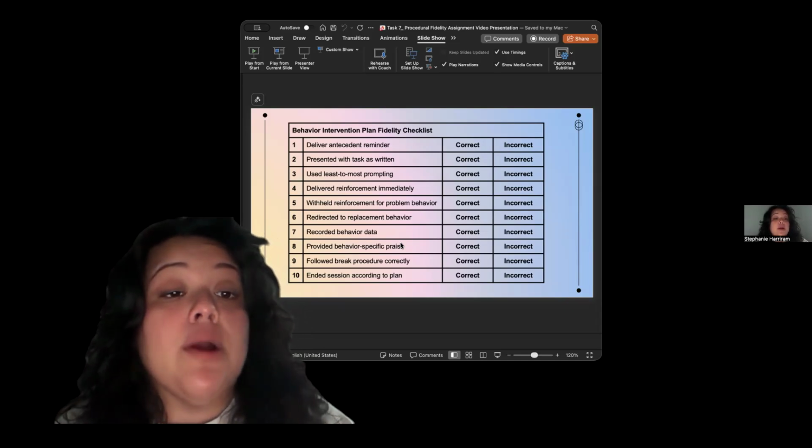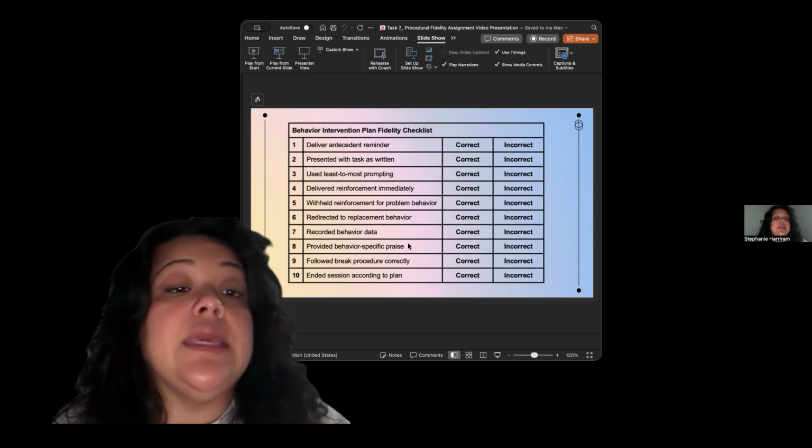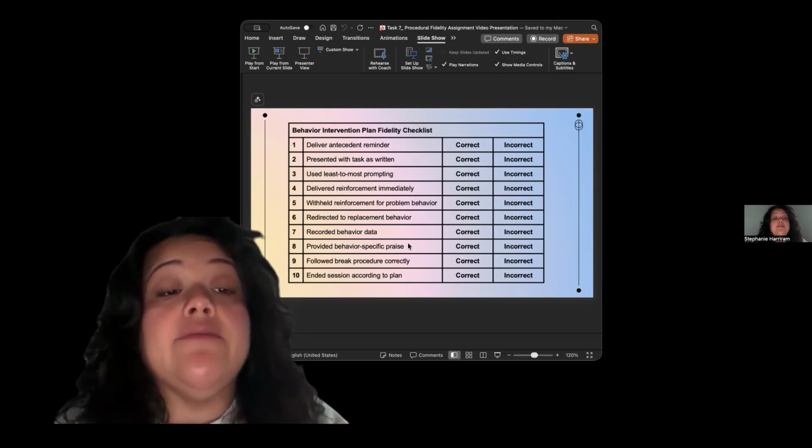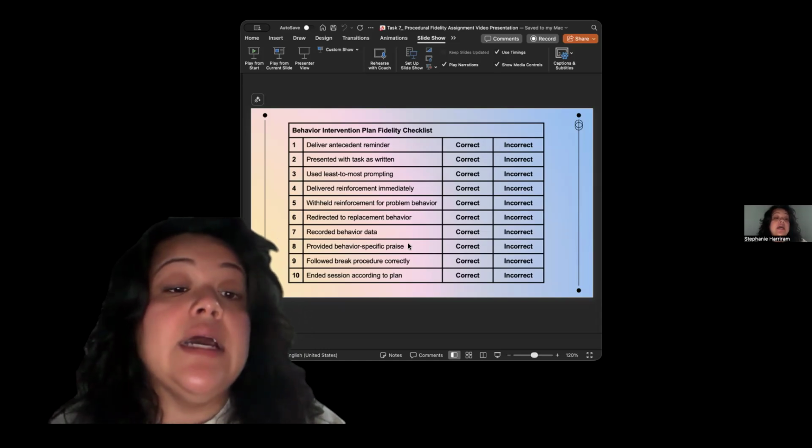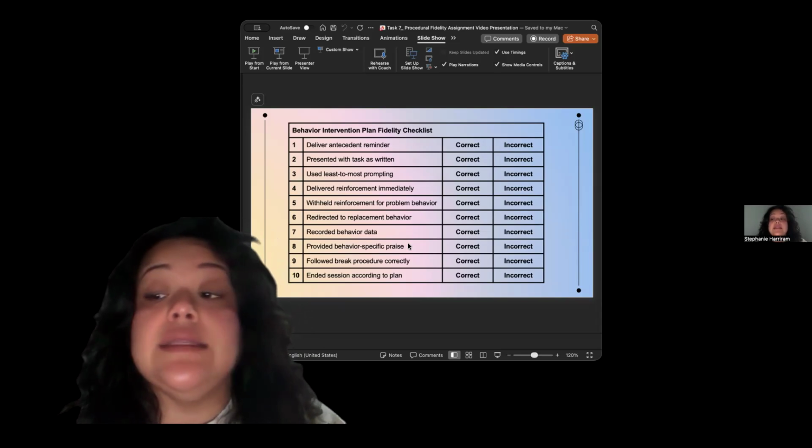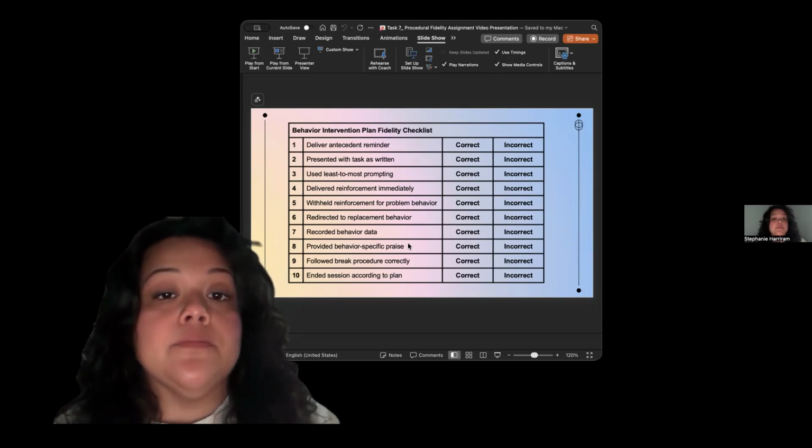We used least to most prompting, delivered reinforcement immediately, withheld reinforcement for problem behavior, redirected replacement behavior, recorded behavior data, provided the behavior specific praise, followed break procedure correctly, and then ended session according to plan.